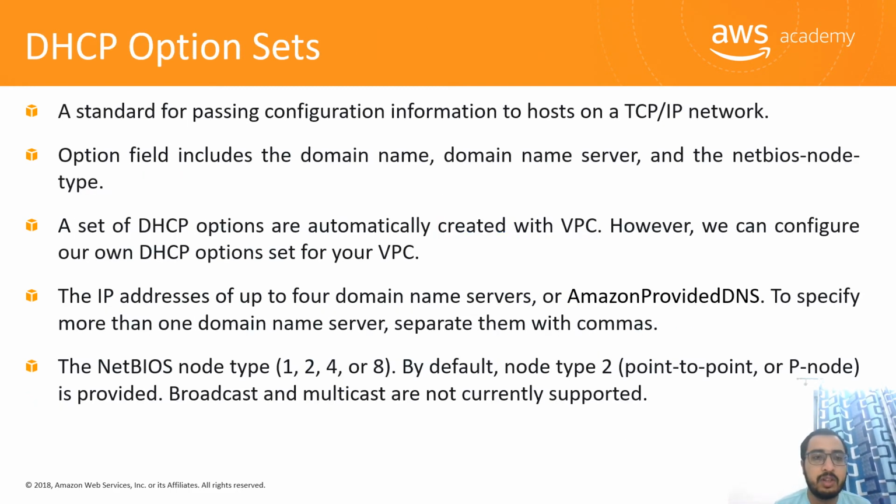The DHCP option set is also there, and a default set of DHCP options is automatically created with the VPC. However, we can configure our own DHCP options, including the IP addresses of four domain name servers. The NetBIOS node type is provided by default. Broadcast and multicast are not currently supported.